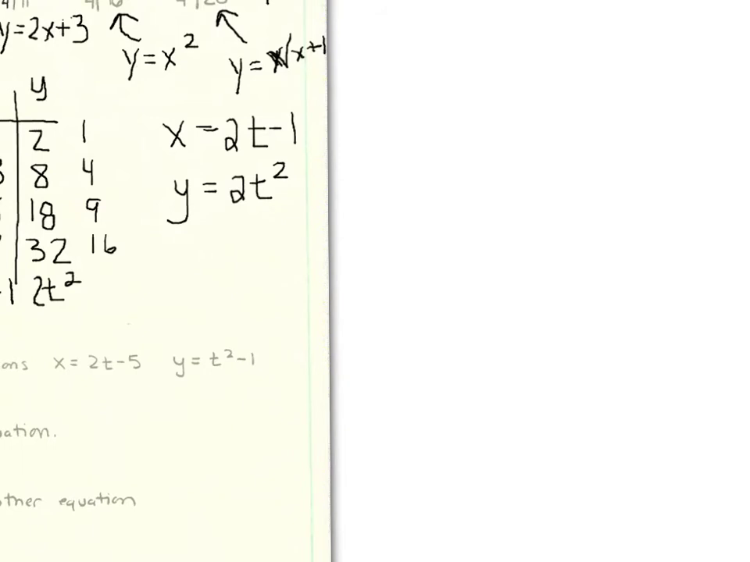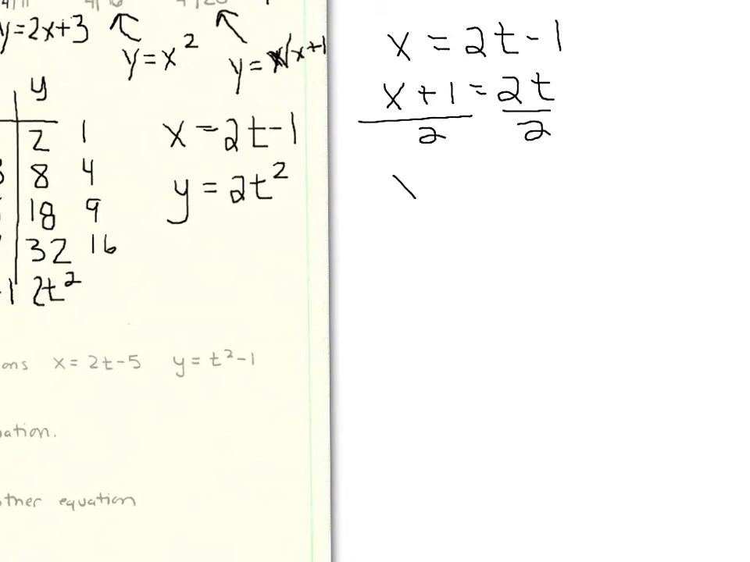So step 1 is I'm going to solve for t. So I get x equals 2t minus 1, and I add 1, and I divide by 2, and I get (x plus 1) divided by 2 equals t. Then I take my solution for t and I substitute it into the other equation.